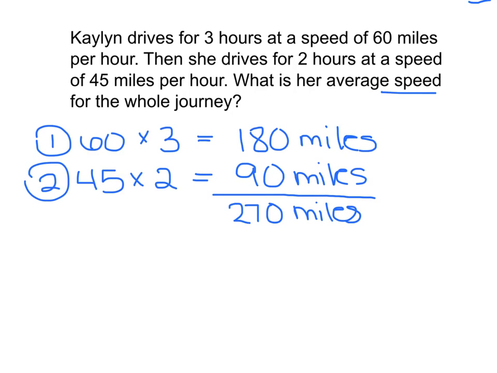Okay, so now we have our total distance. So we'll take our total distance and divide it by our total time. So it's 3 hours in the first part and 2 hours in the second part, so a total of 5. So divide it by 5.